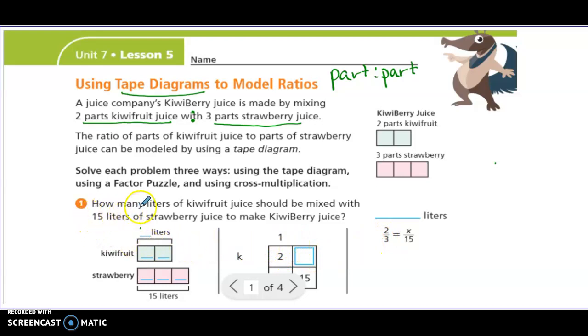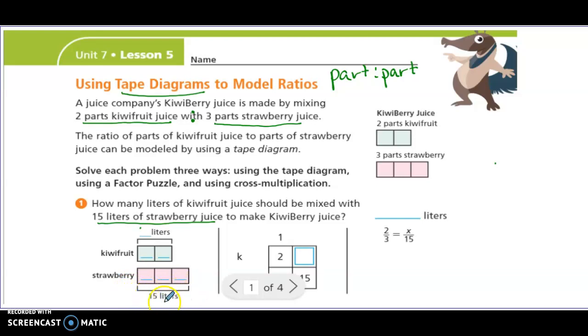Okay, so how many liters of kiwi fruit juice should be mixed with 15 liters of strawberry juice to make kiwi berry juice? Now this is the question. If we have 15 liters of strawberry juice, we need to up our liters of kiwi fruit to keep the flavor the same. So this is how the tape diagram works. You see the 2 boxes for the parts kiwi. You see the 3 boxes for the parts strawberry. And what is given to us in the second ratio is this total right here. We actually have 15 liters of strawberry.